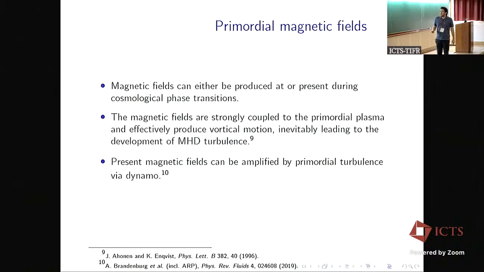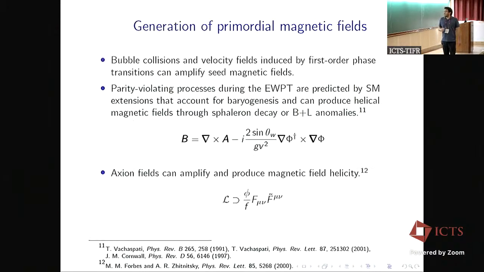At the same time, if there is some seed magnetic field present, this can also be amplified by the turbulence induced in the plasma via a dynamo mechanism. I won't go into much detail, but there are some ways to actually produce these magnetic fields. This was proposed by Vachaspati, in which the magnetic field could be produced due to the inhomogeneities, due to misalignments of the orientation, once you have the symmetry breaking during a phase transition. So that's a mechanism that was proposed, and therefore we in general expect this magnetic field to be produced during these phase transitions.